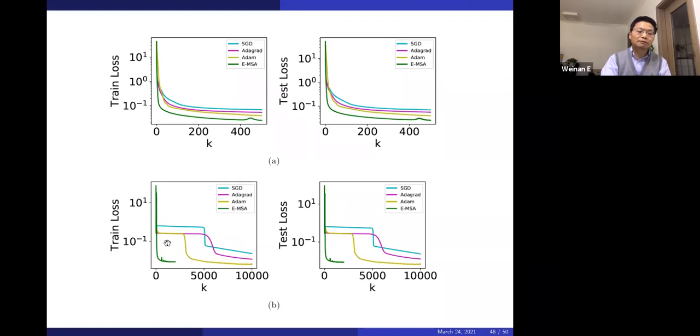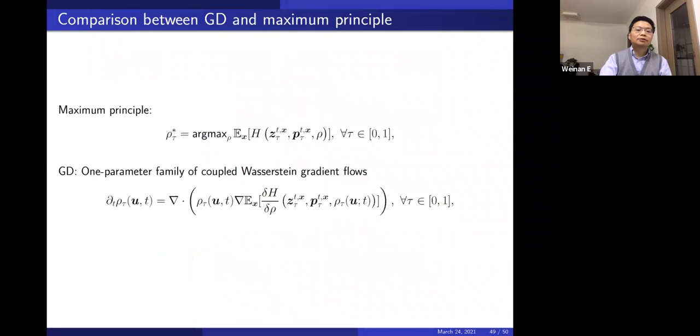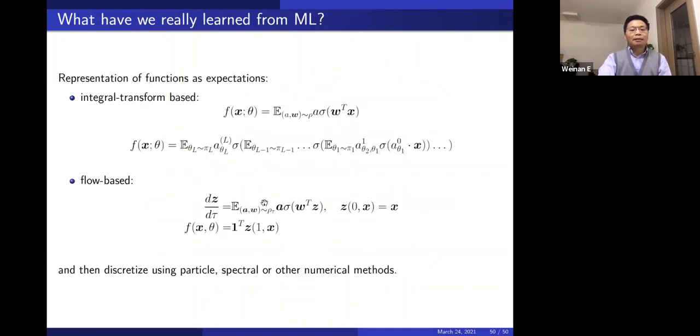You know, it converges much faster than the standard SGD type of algorithms. Although the wall clock time is not that dramatic because we didn't optimize the implementation at these time steps. So the maximum principle does this, gradient flow does this. Okay, so to summarize, what have we really learned from machine learning?